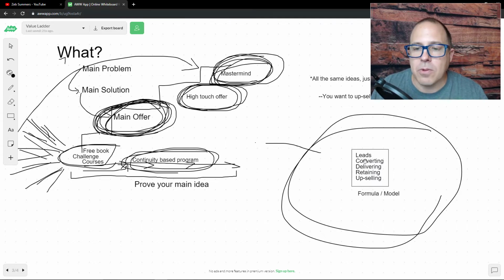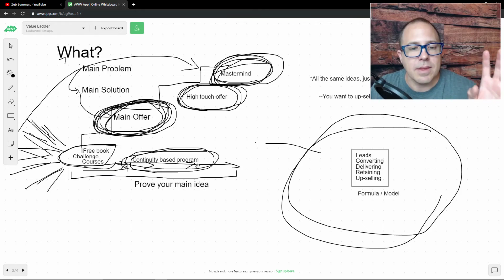For most people, the weakness is getting leads. So you want to get as many leads to this so you can bring them up your value ladder. So this is converting, and then you can deliver. Once you convert them to this offer, then you can start delivering them other things, and you retain them throughout the life cycle of that customer, throughout your program, and then they can be upsold throughout time. So the main objective here is to get your leads with this free book challenge, continuity based programs, your main offer. Get them to your main offer, and then once they're on your list and they buy your main offer, it's a lot easier to retain them, deliver them products over time, and upsell.